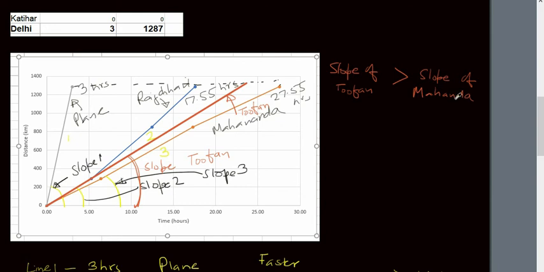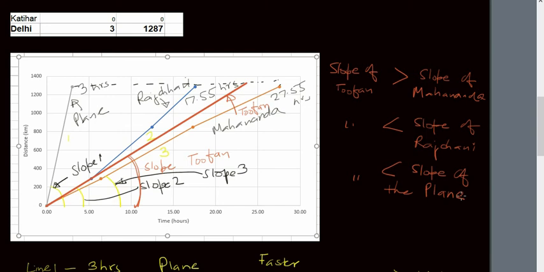I misspelled it. Mahananda. Slope of Tufan is less than slope of Rajdhani. And slope of Tufan is less than slope of the plane on this diagram.